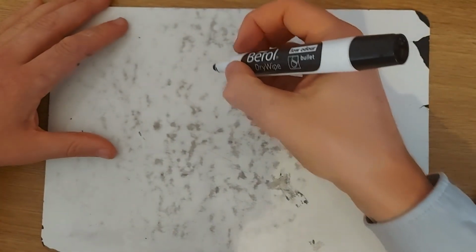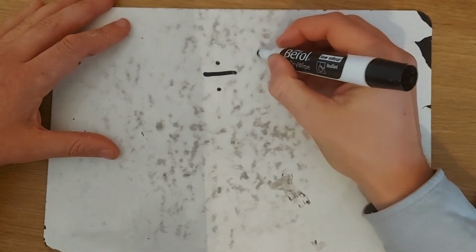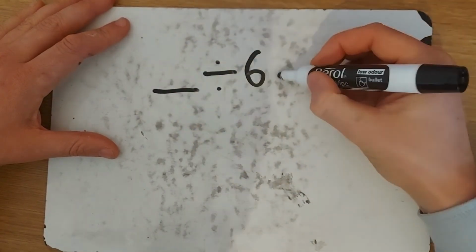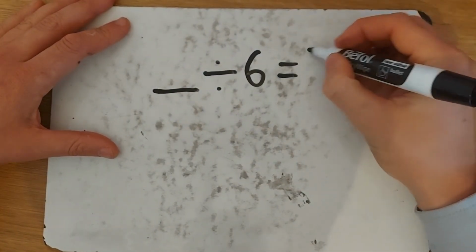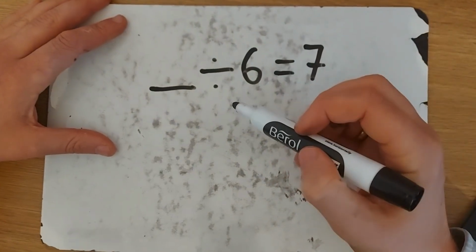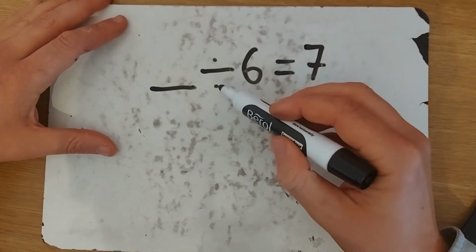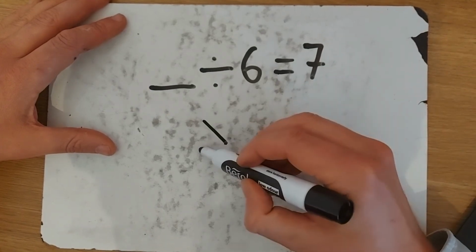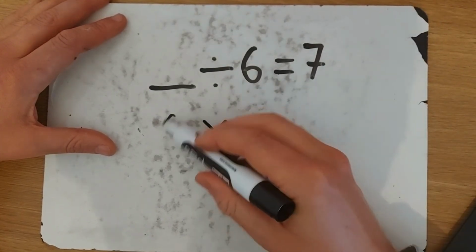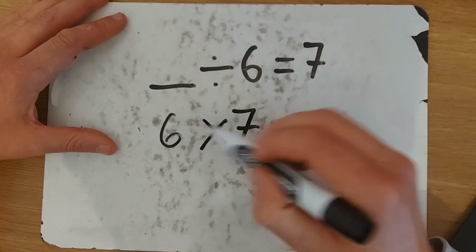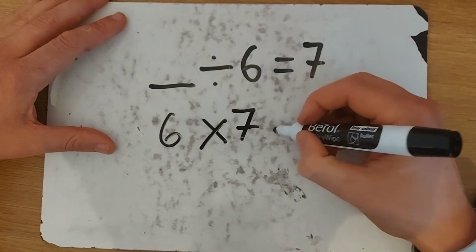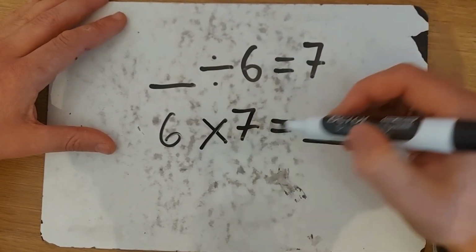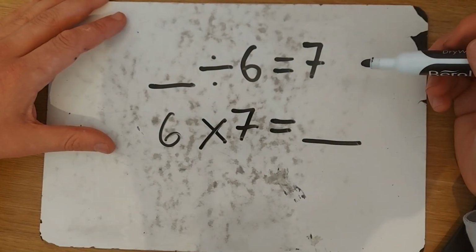One last one, and you may have guessed now it's going to be a divide. Here's my unknown. I've got this bit and I've got this bit. Now, if that's divide, the inverse I'll be doing is multiply. This goes here, this goes here. Remember, it doesn't really matter which way these two go. So now, when I multiply those together, I should get the answer.